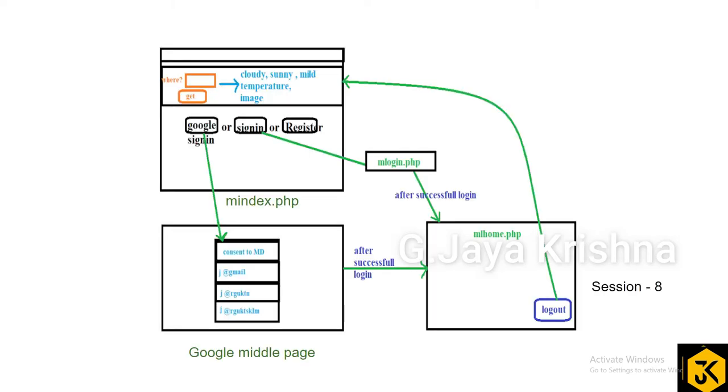And in the eighth session we have gone through implementation of the index page. In that it contains a division where, if you enter some location and click on the get button, it is going to produce whether the weather is cloudy or sunny or mild, what the temperature is right now, and the corresponding cloud image. And also we have included the Google sign in button. Once the user clicks on the Google sign in button, it will ask for confirmation from the consent screen. If it is successful, it will be redirected to mlhome.php.